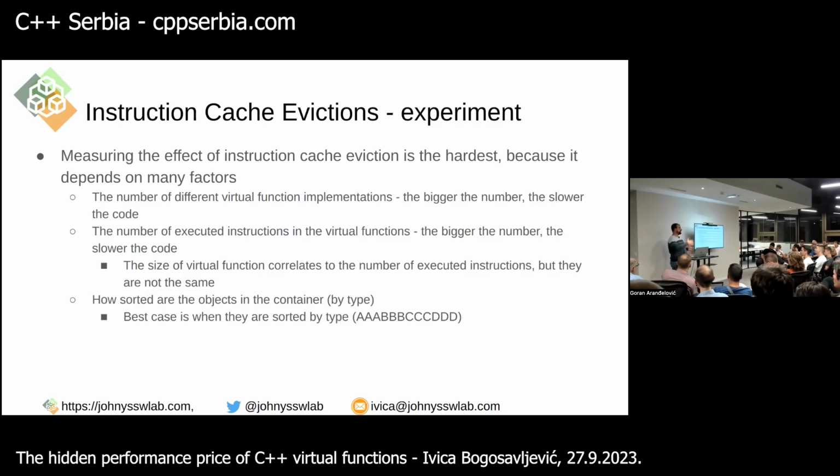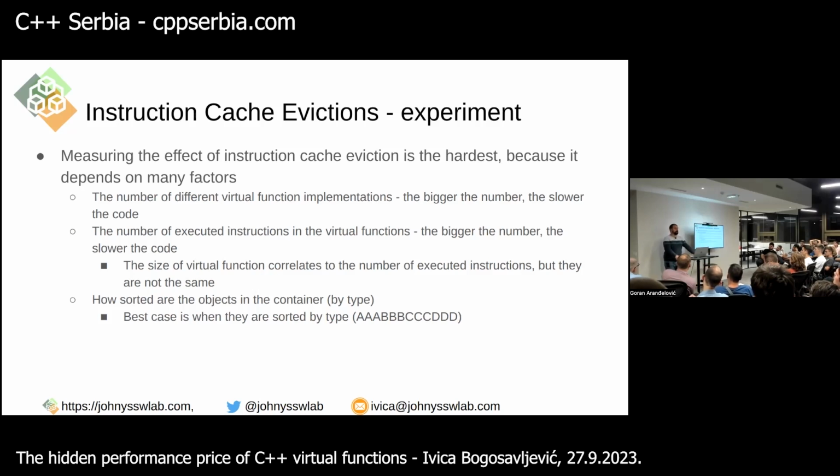Next thing is the size of the virtual functions. When you say size, it can mean two things. It can mean how many instructions there are in the function, like when I look at the compiler output and see this function has 300 instructions. But this is not what I mean by size. I mean how many executed instructions. So if there is a loop in the virtual function, this counts as a big function.